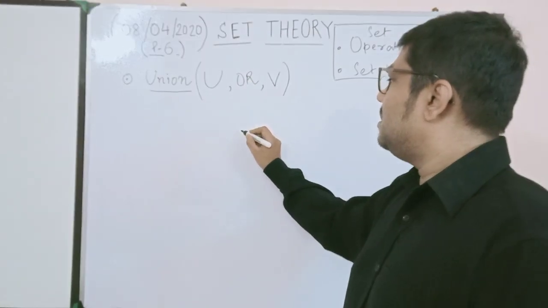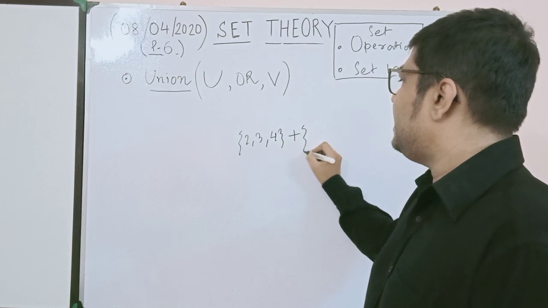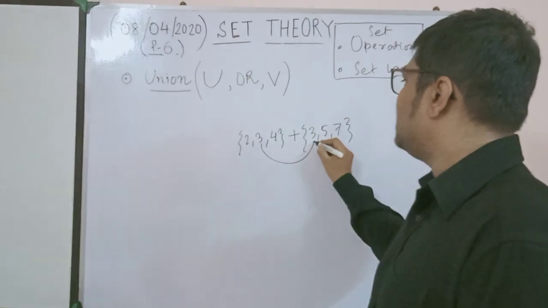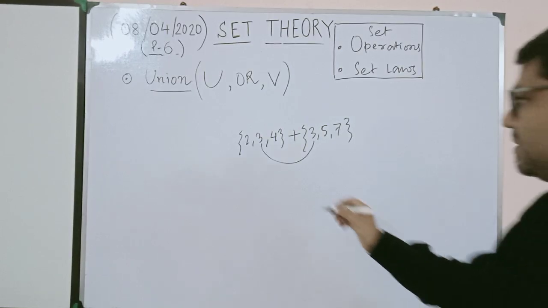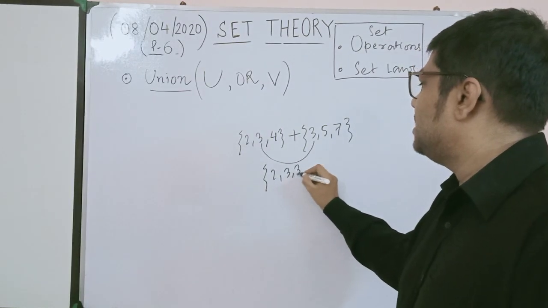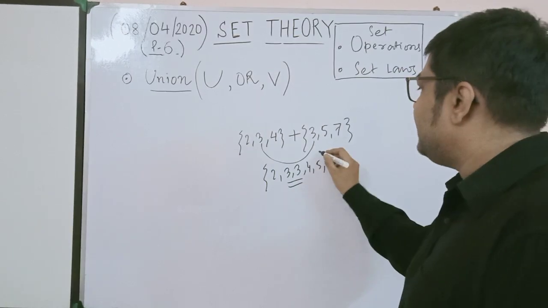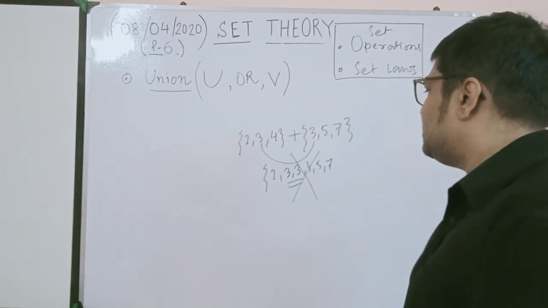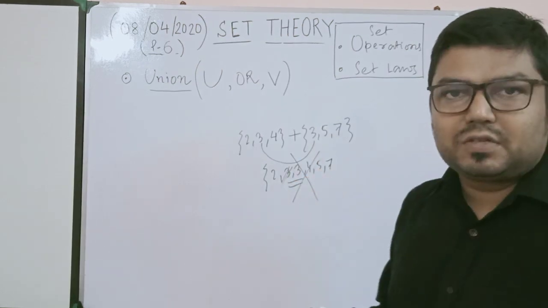Because say I have 3 elements 2, 3, 4 and try to add something like 3, 5, 7. Addition will bring a duplicate 3 into the system. That means it will be something like 2, 3, 3, 4, 5, 7. This 3 will be duplicated, and that is actually not something we consider in case of set. So addition we don't consider. Instead of these 2 3s we write only 1 3 in the set.